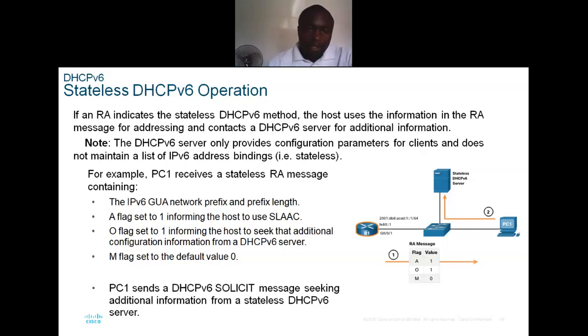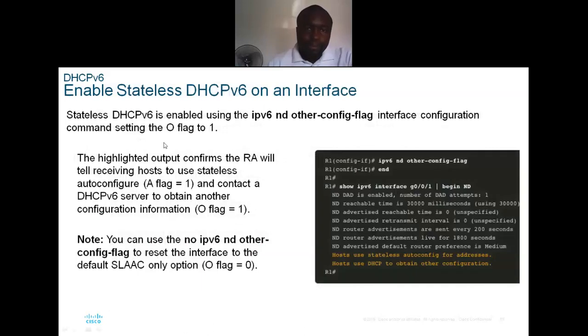If you have an interface that you want to configure, all you need to do is log into the particular interface. As with the other one, you go into global mode and enter ipv6 unicast-routing. Here you see ipv6 nd other-config-flag. And then you end.